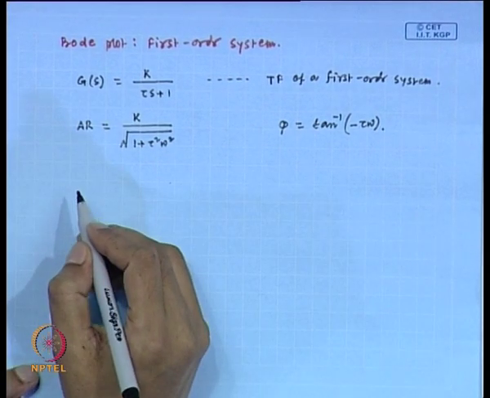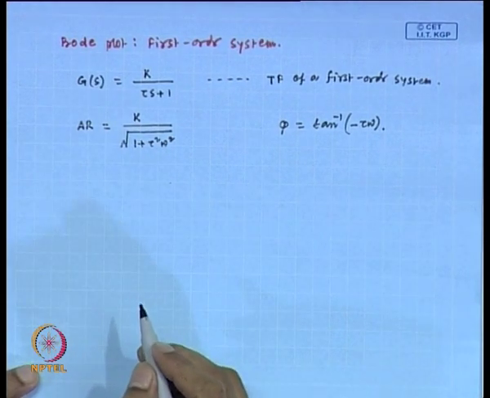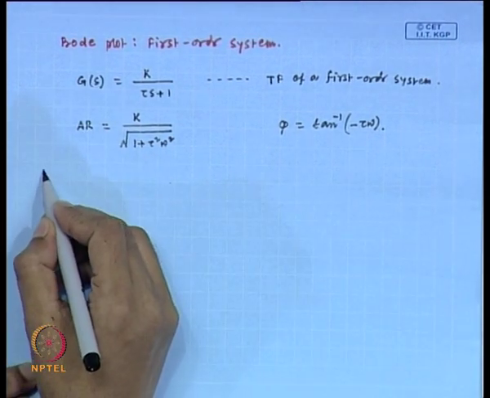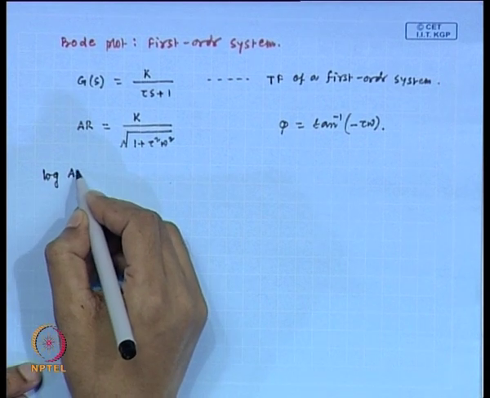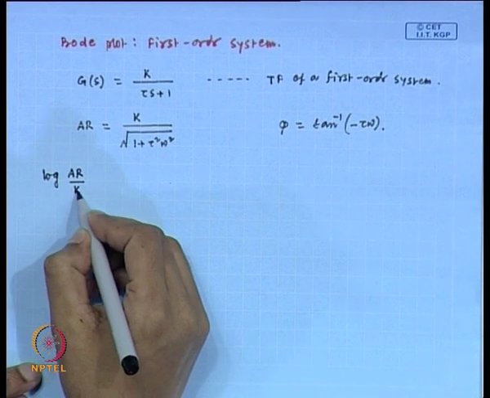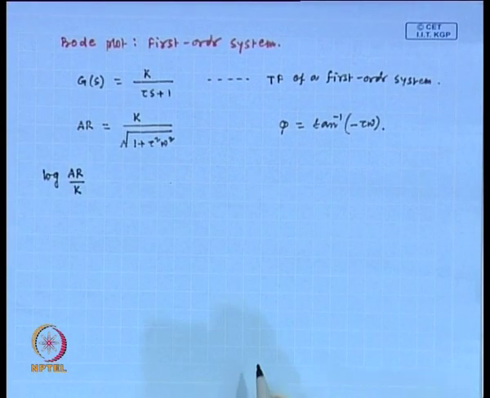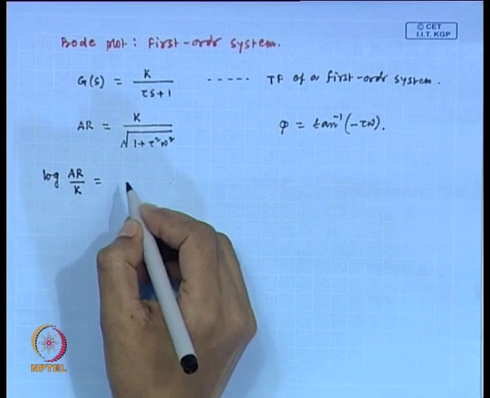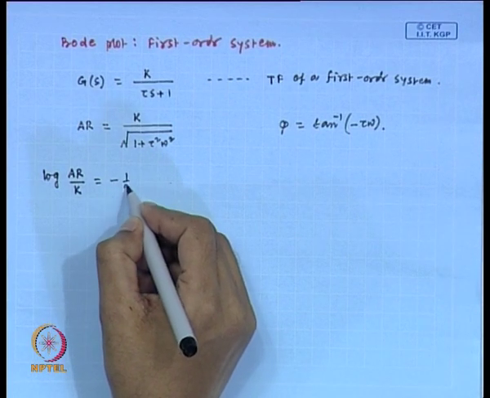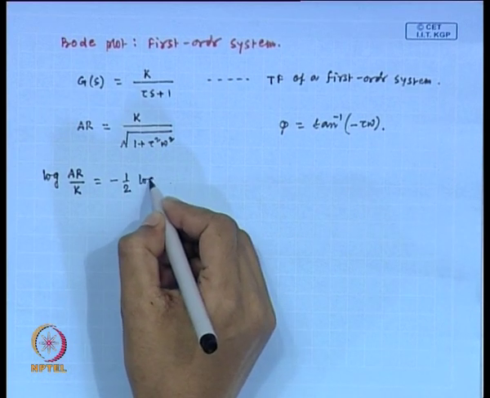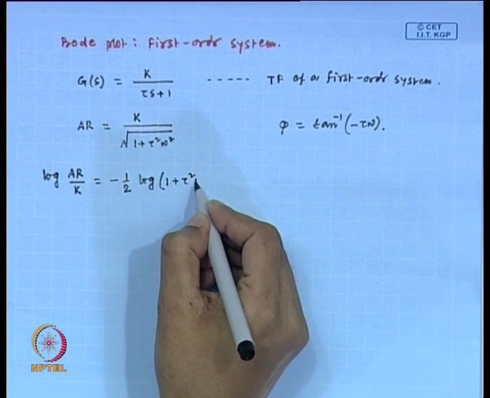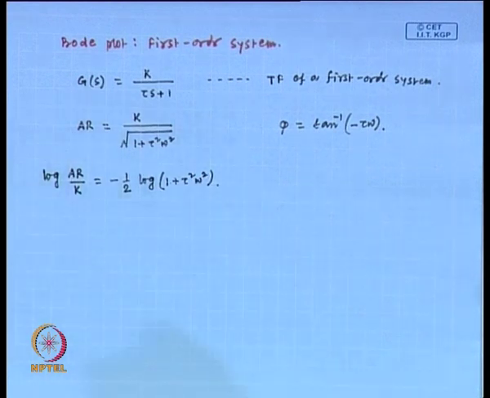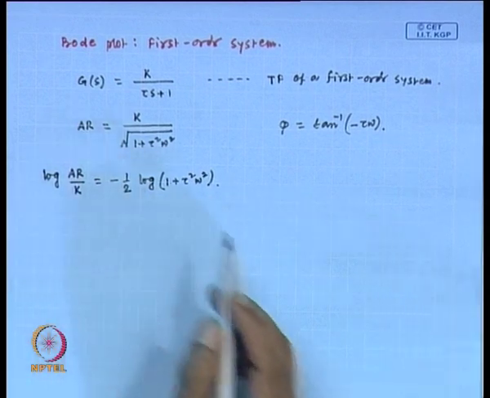Now, we will take the logarithm of this amplitude ratio expression in both sides. Then we can write log amplitude ratio by k equals minus half log 1 plus tau square omega square. So, this is the magnitude ratio basically.